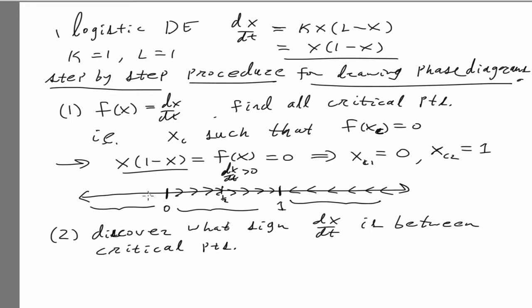Now, if you go to values below 0, you see the same sort of scenario. One factor will be positive and this one will be negative, and a negative and a positive make a negative. So we're going to get dynamics that are heading in the negative direction.